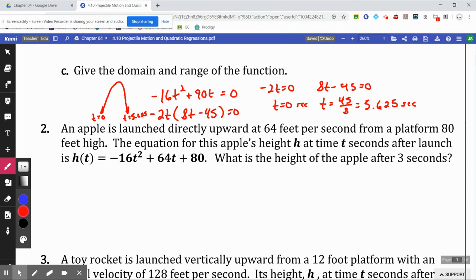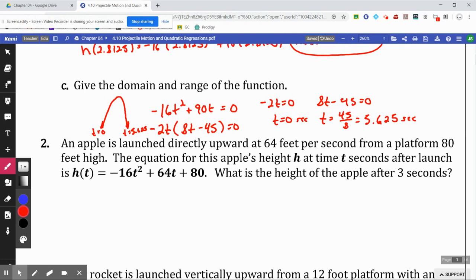Beyond that, we're not concerned with this function. So my domain for this function is from the time 0 to time 5.625. That's all we're concerned with.